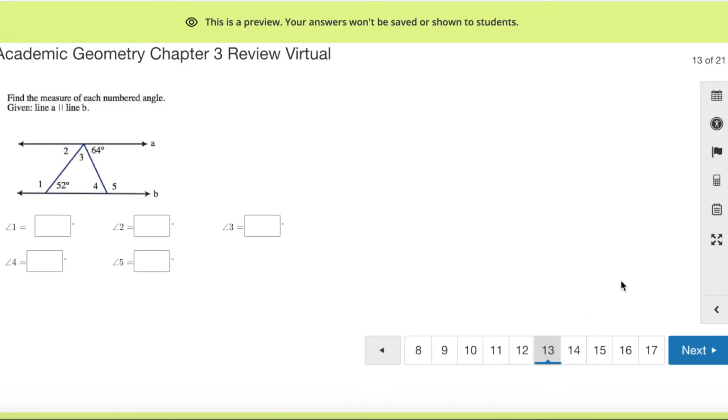Problem 13. Very similar ideas to the last problem, okay? So let's just do little pieces here. If I just took a little picture of this bottom left-hand corner, that's 52 degrees. These two are a linear pair, so angle 1 is going to be 180 minus 52, which is 128. So this is 128.